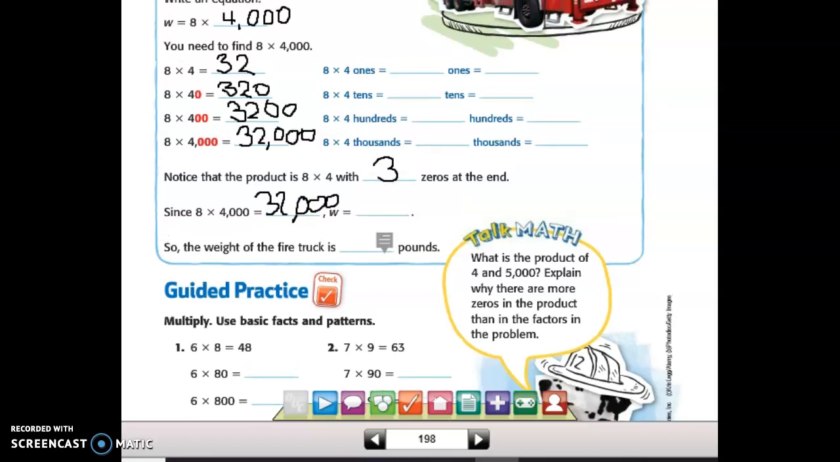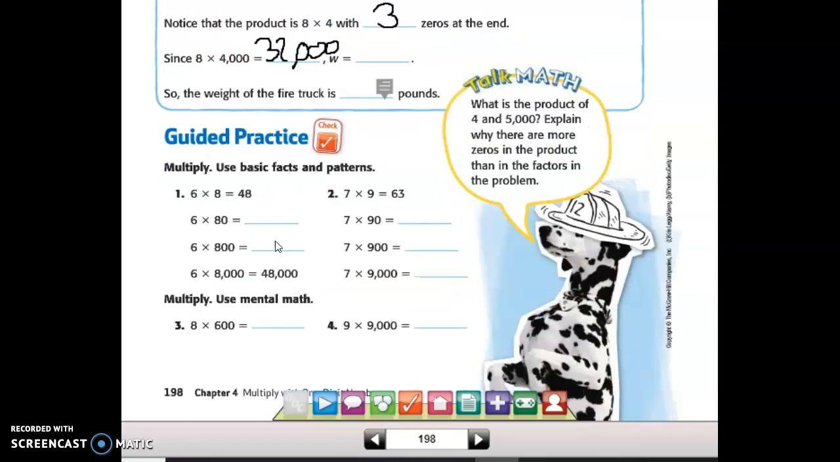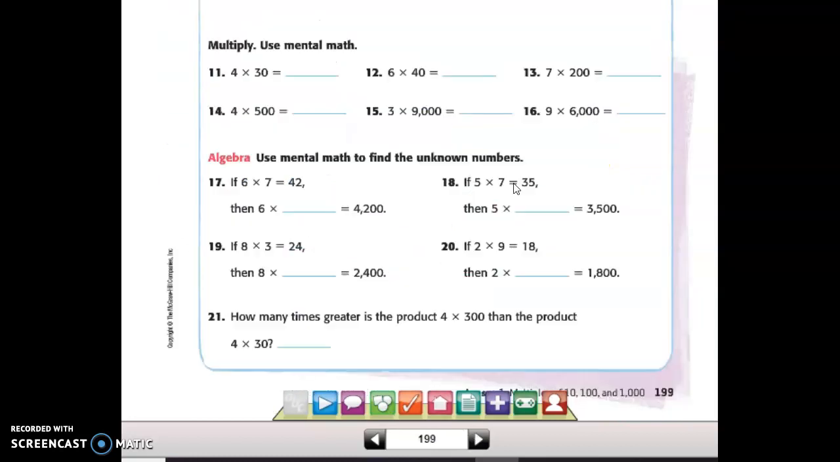And you are going to do the same strategy with each step through your independent work. And I'm at page 199 right now. I wanted to point out something. When you start getting to problem number 17, it changes it up a little bit. Everything before that, they give you the factors, and you need to find the product. Here they're changing that a little bit.